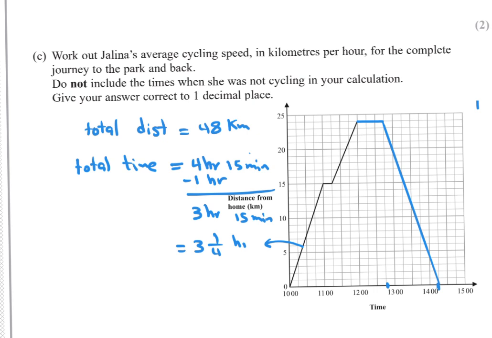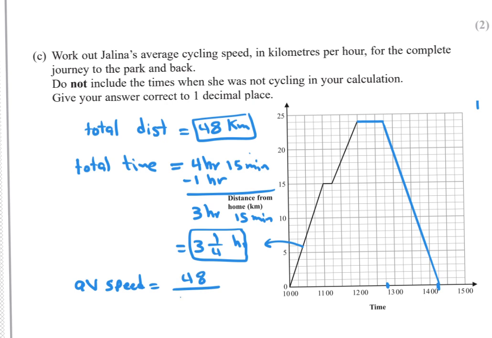Now we have the time and we have the distance. So to find the average speed, divide 48 by 3 and 1 over 4 equals 14.8 kilometers per hour.